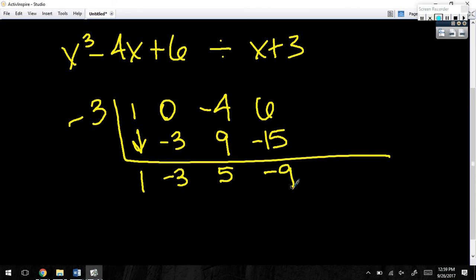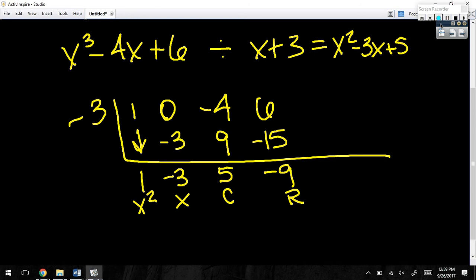All right, so now label your columns. Start with the remainder, constant, x squared. So this divided by this is 1x squared minus 3x plus 5 plus negative 9 over x plus 3. What do you think? So you do add all this together.